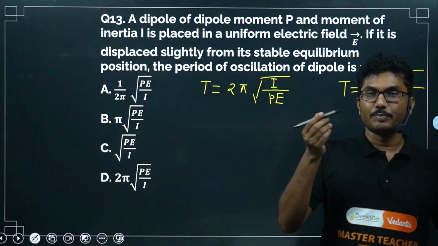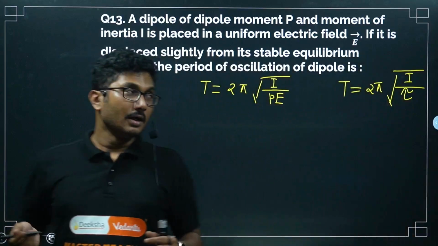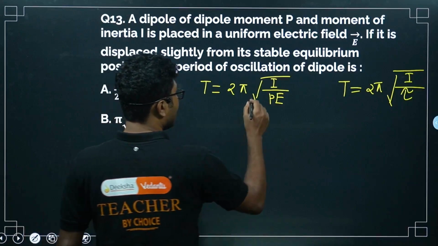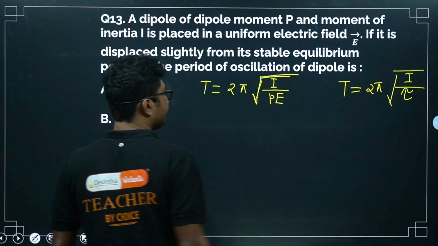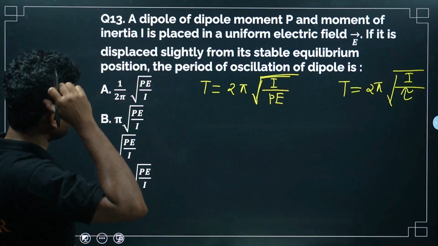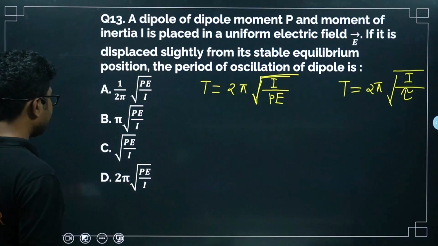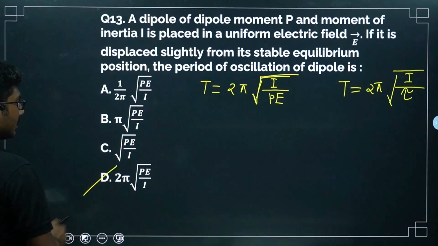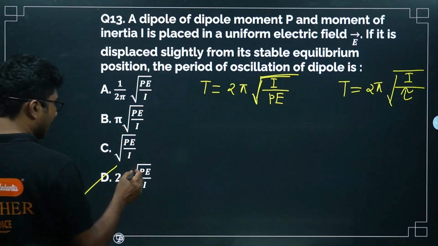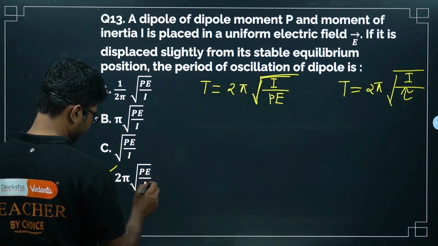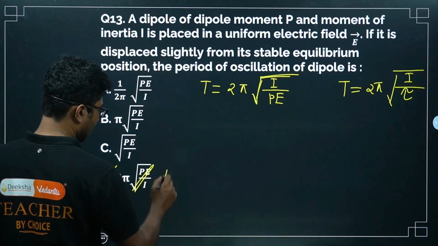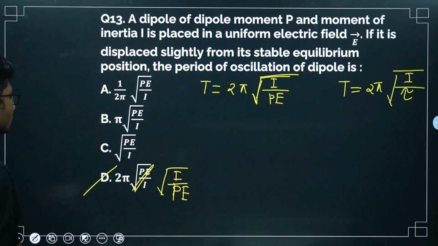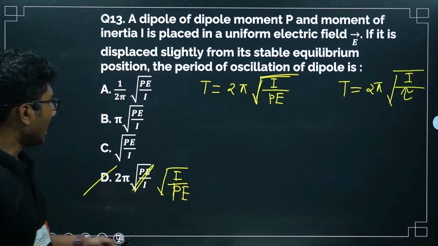Here the torque is PE sin theta, and theta is 90 degrees, so sin theta will not come here. It will become PE. Now, this is the formula. So from there we can write this as, not this one, yes, this one, they have made some mistake here. It will be I by P. Okay, there's a mistake, it will be I by P.